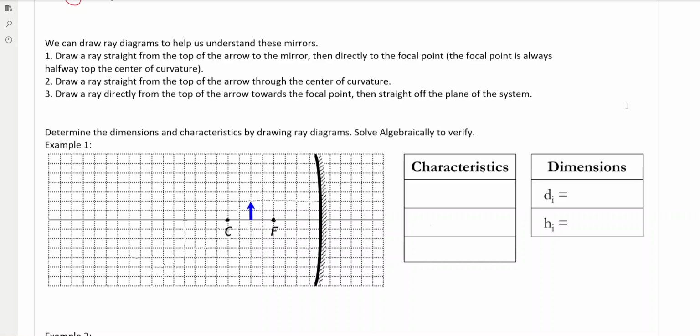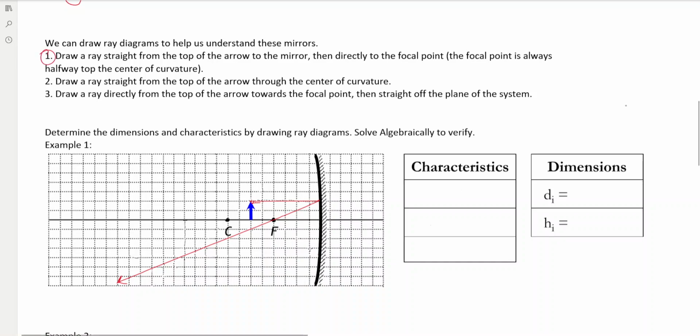What we're going to do first is to draw a straight line from the top of the arrow to the mirror. So this is my first step. Okay, that's not in the best spot. There you go. Straight from the tip of the arrow to the mirror, exactly. Then once you get to the mirror, you're going to go directly to the focal point. And the focal point is always halfway to the center of the curvature. So this right here is what I get as my first ray. That's step 1.